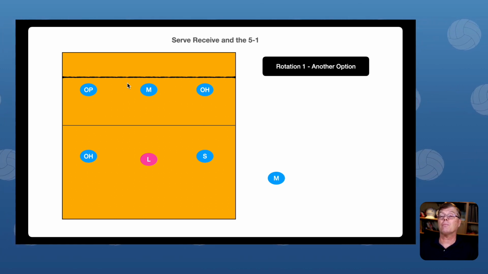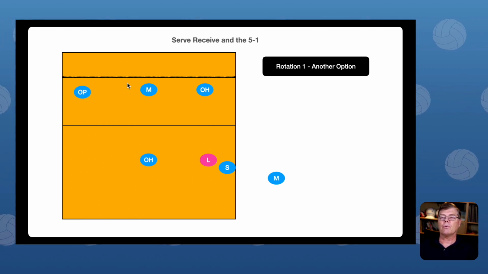This is a pretty complicated option, but I'll show it to you. Let's say, notice that our outside hitter, who's a good hitter in the front row, is on the right side, which is probably not the best place for them to hit. What if we wanted them to hit and we wanted to stay in rotation? What could we do? Well, let's try this. We bring our setter over and we rotate all of these folks over, and we bring our opposite all the way over. We bring our middle all the way over.